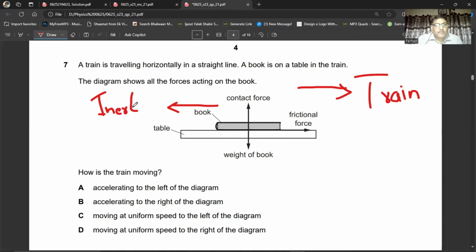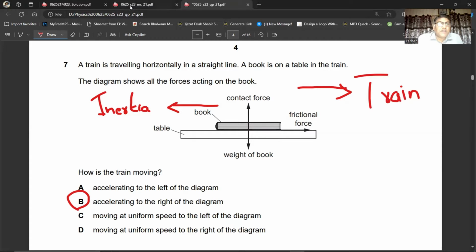Now, due to the inertia of the book, it will try to go backward because the train is going in this direction. So there is friction between the book and the table towards the right. That means the train is going towards the right, and we believe that there is acceleration. That's why there is a resultant friction force towards the right. So I think B is the right answer, accelerating to the right of the diagram.